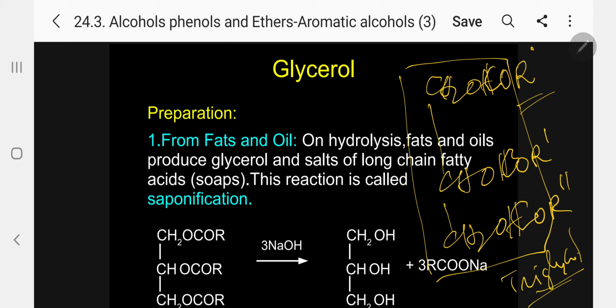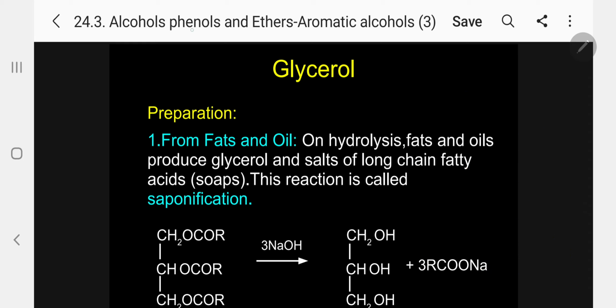Whereas the other one is cholesterol. Cholesterol is a steroid. It is not actually a triglyceride. So cholesterol is different and this fat is different. I have discussed this earlier in the previous chapter, in the introduction itself under the importance of chemistry. Kindly verify there. Okay, let me come to the topic now.